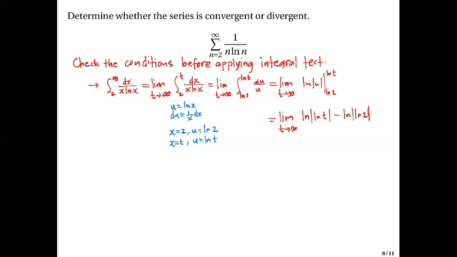But as t approaches plus infinity, ln of t will go to plus infinity, and therefore ln of something going to plus infinity will also be plus infinity. So this guy here will be plus infinity. Okay? Which means this is divergent.